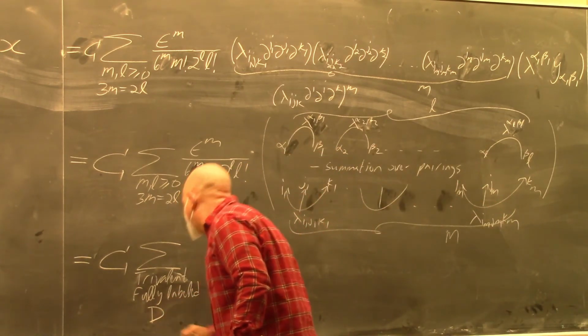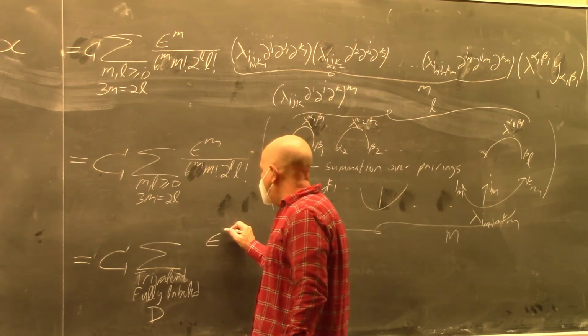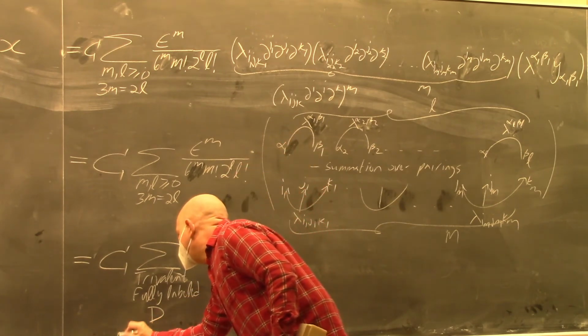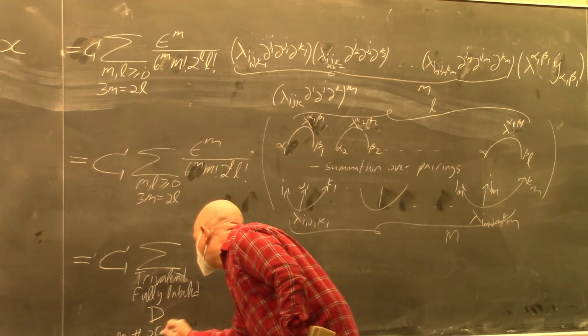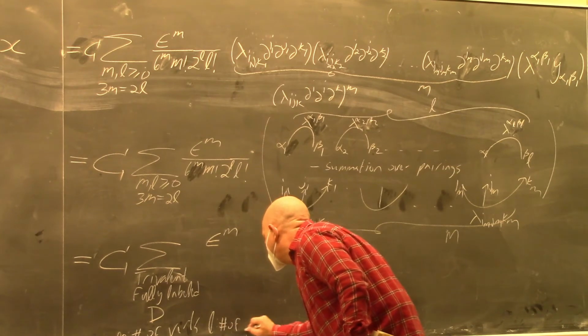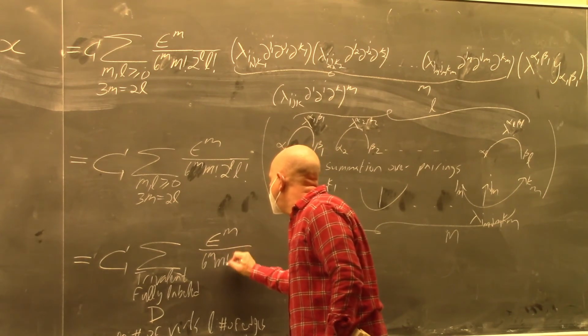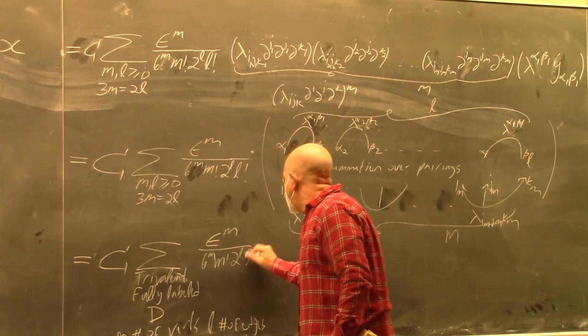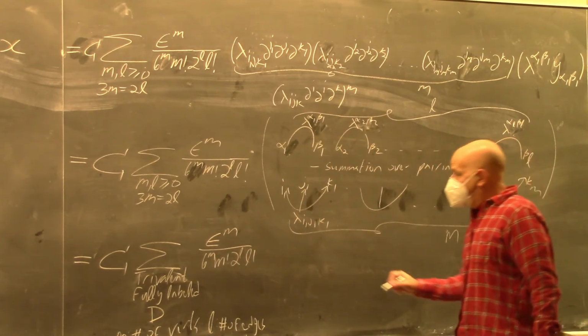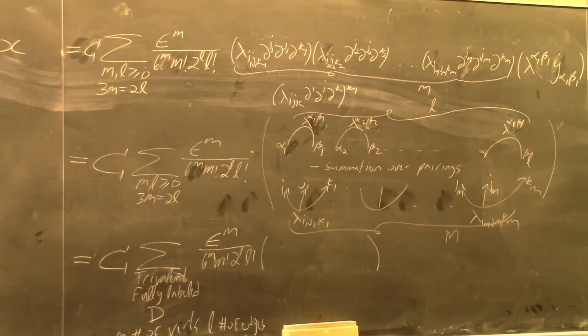So-called diagrams D. For each such diagram, you compute epsilon to the power of the number of vertices. So M is the number of vertices, L is the number of edges. And then you look at epsilon to the M divided by 6 to the M, M factorial, 2 to the L, L factorial. And then you get a formula. And the formula is determined by the graph. And what is the formula? What's the formula corresponding to a graph?